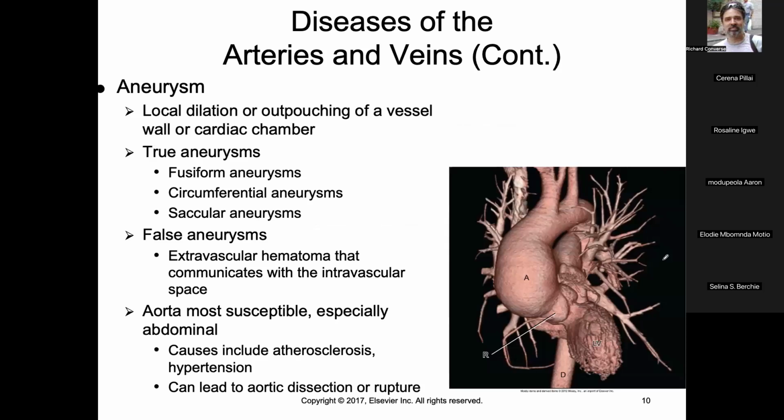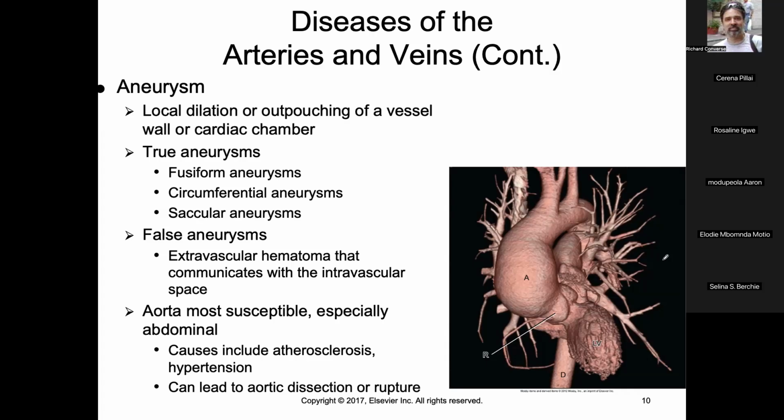An aneurysm is a local dilation or outpouching of the vessel wall or cardiac chamber. True aneurysms include fusiform, circumferential, and saccular. False include extravascular hematomas that communicate with the intravascular space. An aorta is often susceptible, especially the abdominal aorta. Causes include atherosclerosis and hypertension and can lead to aortic dissection or rupture.